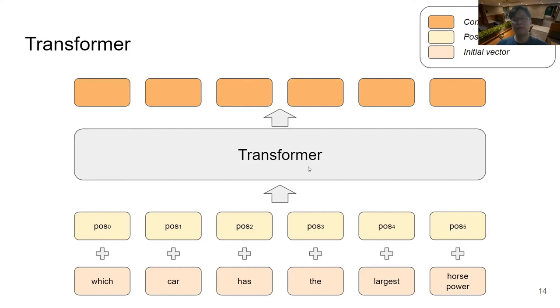RedSQL exploits a transformer to encode the input vectors. Suppose that the input is a series of tokens. Then the transformer generates their deep representations, which are also called the contextualized vectors. Here, the transformer consists of a stack of self-attention layers. In the next slide, I will explain the concept called self-attention a bit more.